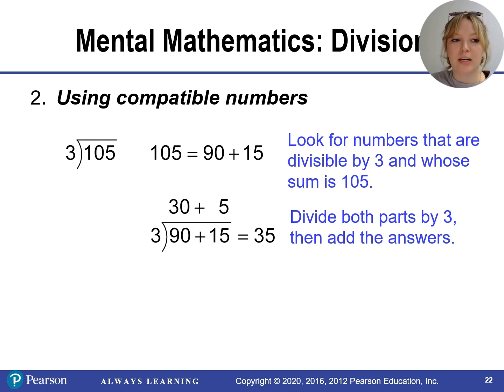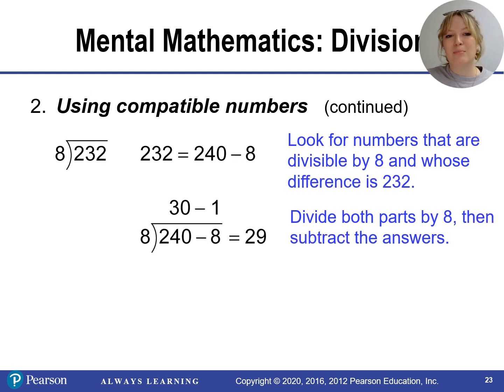All right, another way to do mental math with division is by using compatible numbers. So if we want to divide 3 into 105, I could think about 105 as the sum of 90 and 15. I know 90 is divisible by 3, and 90 divided by 3 is 30. And I know 15 is divisible by 3. 15 divided by 3 is 5. So that leaves me with 35 total because I get 30 threes from 90 and I get 5 threes from 15. So I get a total of 35 threes in 105.